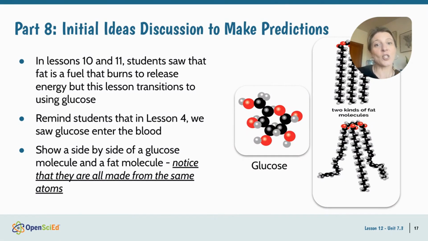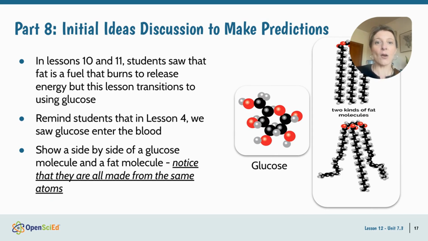The guide intentionally uses that fat burning lab as macroscopic proof that food plus oxygen equals energy. Then, in lesson 12, it asks students to apply the same logic to the molecules that they actually saw moving through McKenna's blood earlier in the unit. That was glucose. Remember, in lesson 4, we see that it's glucose that's moving through the body, not fat.